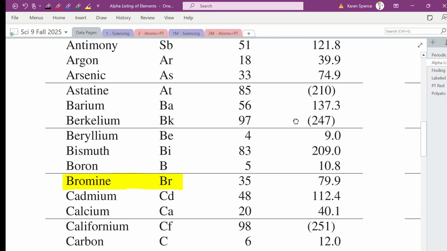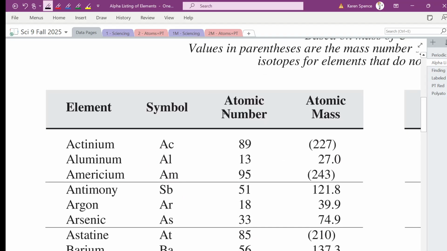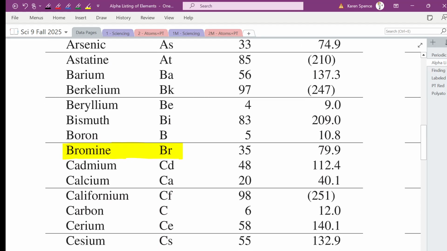Its atomic number, that is the third column. Whoops, that was supposed to be a highlighter and I just scribbled it out. Oopsie. The atomic number is the third column. So our atomic number for bromine is 35. Okay, so let's go to our sheet and write that down.